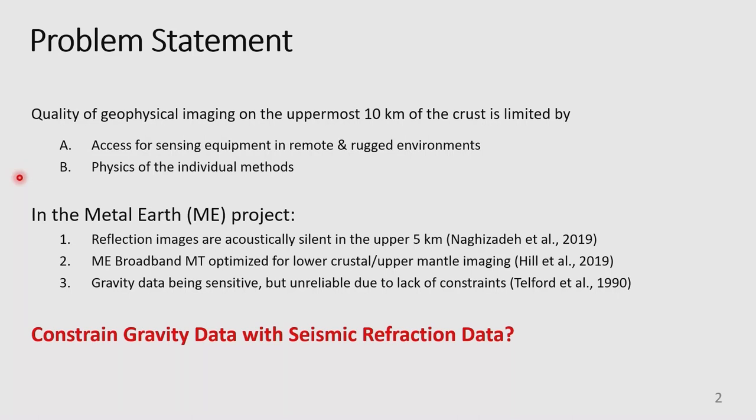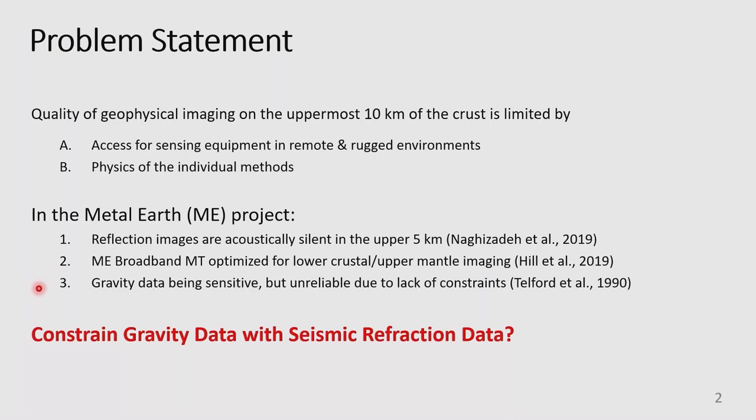And each geophysical method is limited by the amount of information that it can infer about the subsurface. So the more geophysical methods you can combine together, the better the information that you'll get out of it. So this just talks about the data that was collected in the Metal Earth Project, the reflection images, as I said, seismically transparent or silent in the upper 5 or 10 kilometers. There's broadband magnetotelluric data, and this is generally optimized for imaging the lower crust and the upper mantle, but there is some information, fortunately, in the upper crust, but it tends to be isolated conductors. Fortunately, for the Metal Earth Project, they do coincide with many zones that are metalliferous.